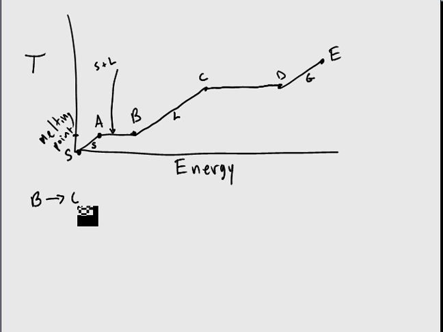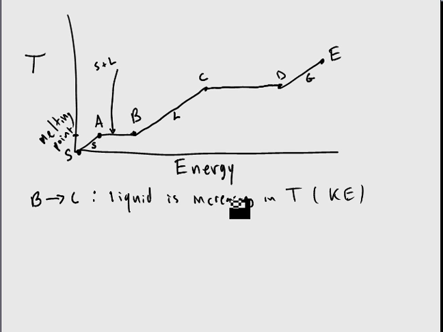And to go from B to C is also just like from S to A, the liquid is increasing in temperature, which is kinetic energy. And again, the slope will depend on the specific heat.